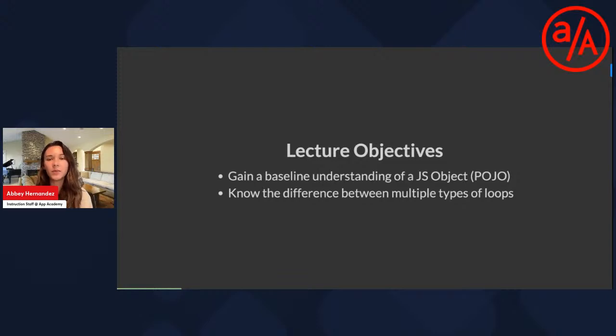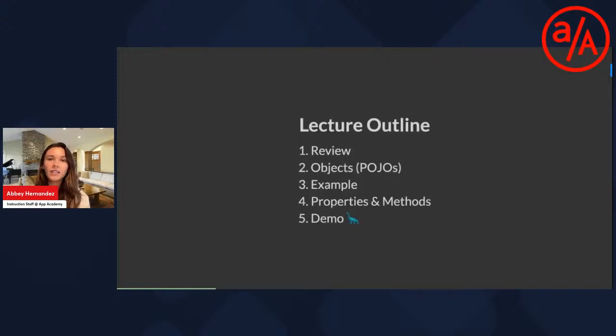So we just want to make sure that you know the difference between multiple different loops and when they are useful. So our outline is going to just be to review some common data structures you'll see in JavaScript, go over what an object is, walk through some fun examples, and talk about properties and methods and go over a little demo.